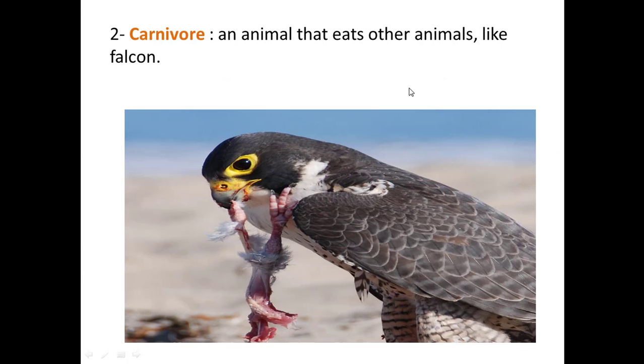The second type of consumer is a carnivore. Carnivore, an animal that eats other animals, like falcon, like eagle. It means this type of animal eats meat, eats other animals.